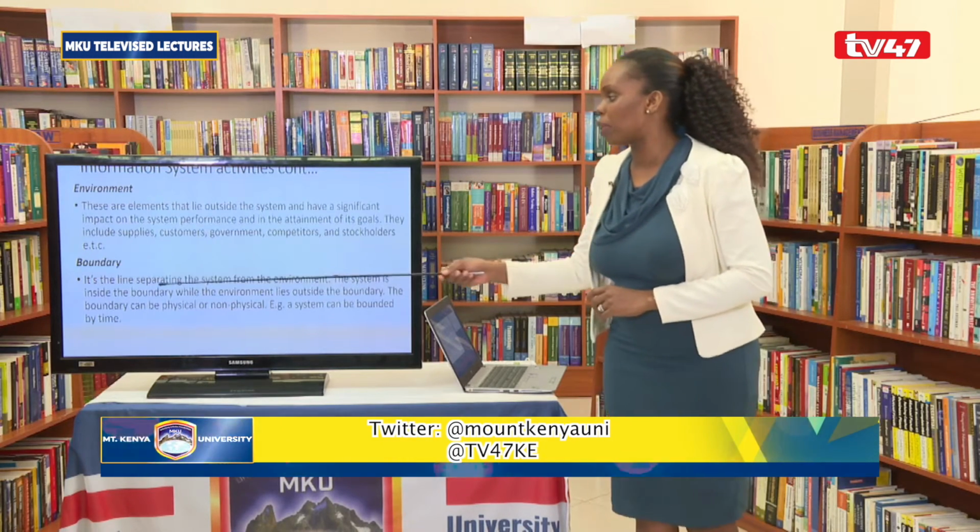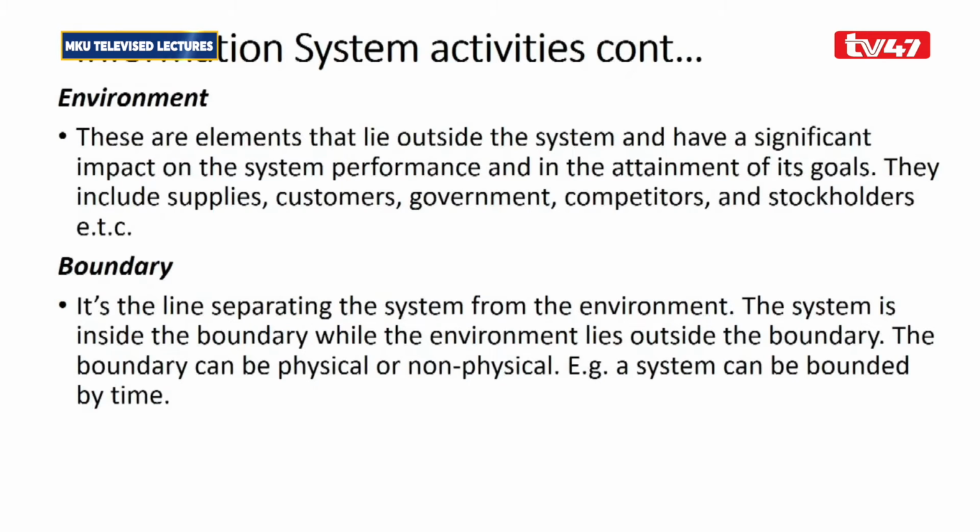Then we have the boundary. This is the line that separates the system from the environment. We have the inside of the system and what we are calling the environment. That line that distinguishes the two, within the organization and the environment of the organization, is what we are calling the boundary. The system is inside the boundary, while the environment lies outside the boundary.